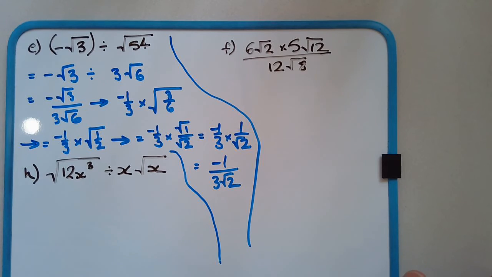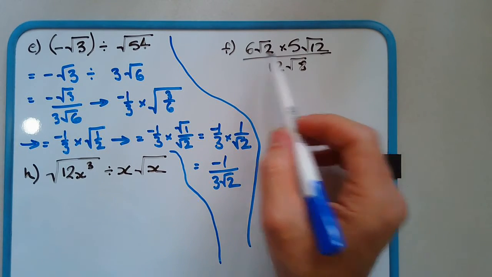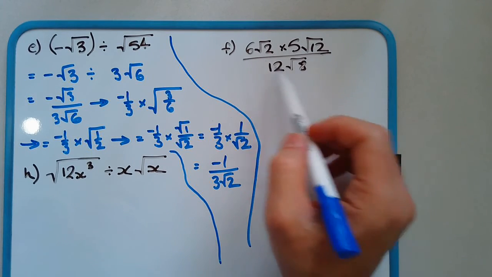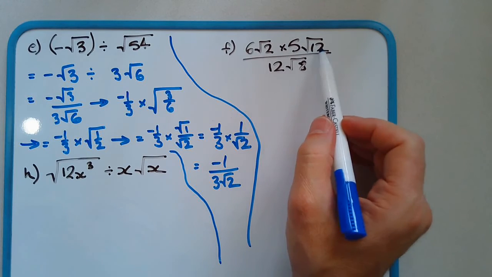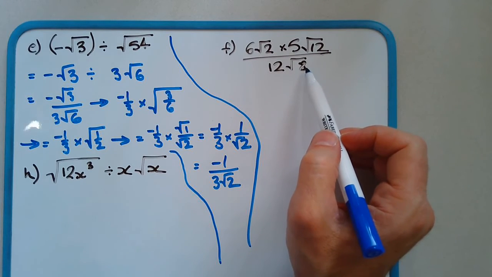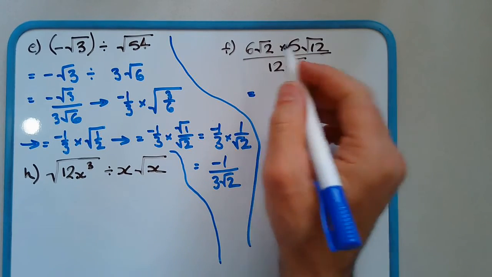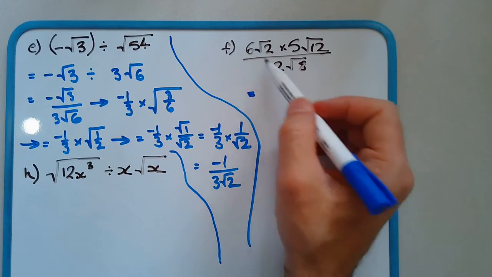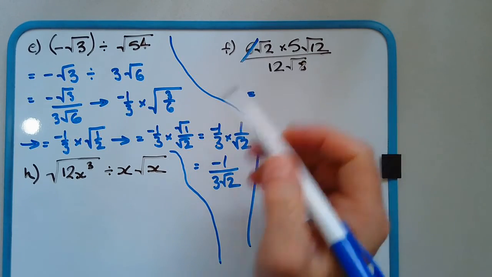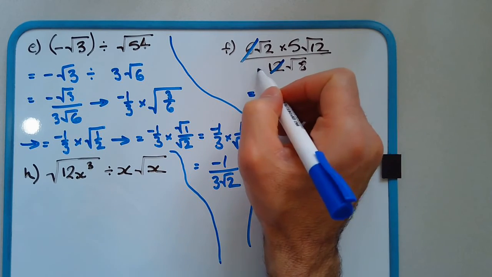So let's see. I think we can multiply the surds together here. 2 times 12 is 24. 24 is divisible by 8, and I think that's definitely a lot easier. So why don't we do that? In fact, we could even simplify the 6 and the 12. So get rid of the 6 and make that a 2.